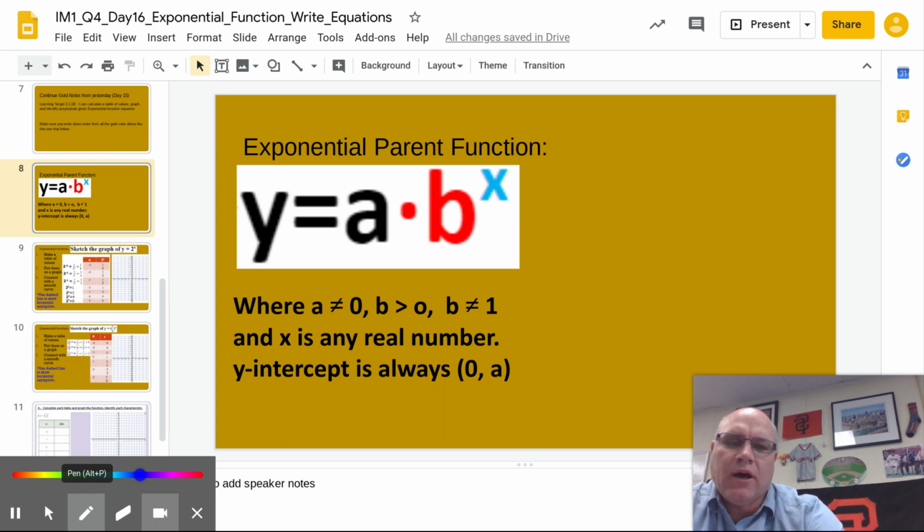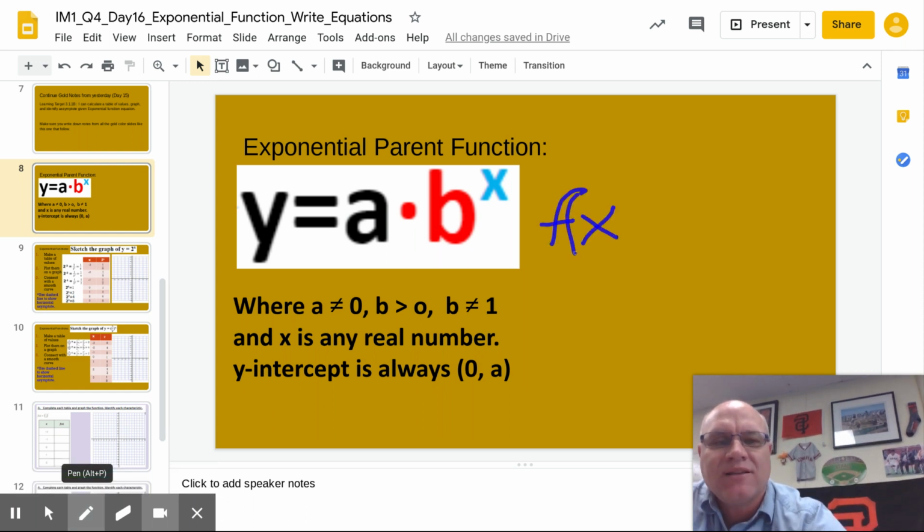Looking at graphing exponential functions today. We're going to be using the most basic form for an exponential, which is y equals a times b to the x. That's equation notation. We can also think of it as f of x equals a times b to the x.